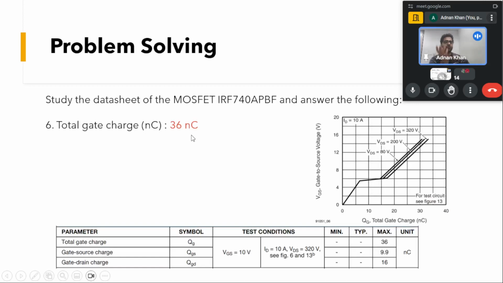So this is the answer to this question. These are very simple questions, but you should be able to know, if we have to design a particular converter for a particular application, what parameters we have to look for, and whether a particular component suits our parameters.